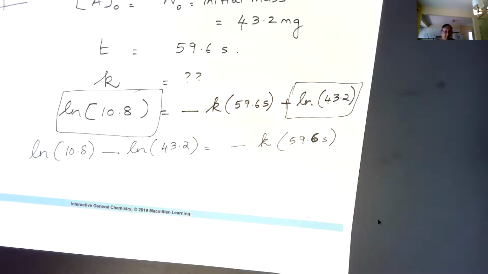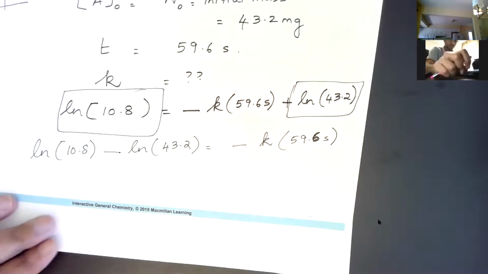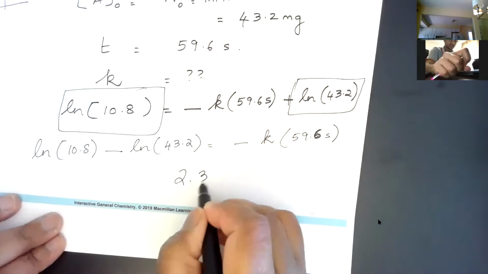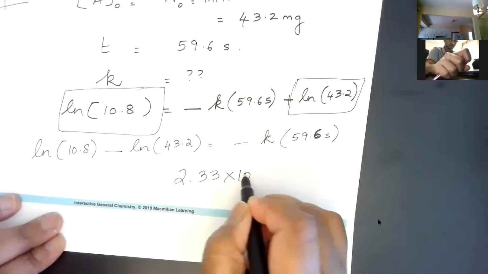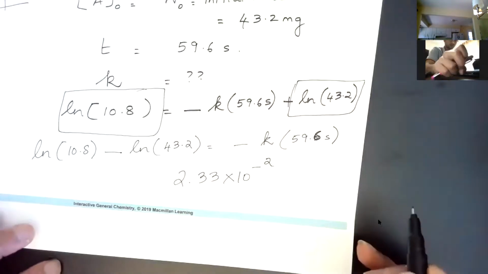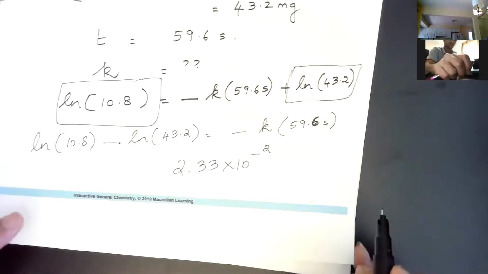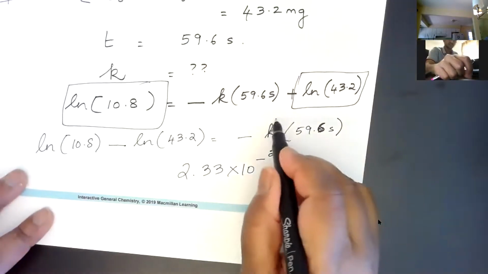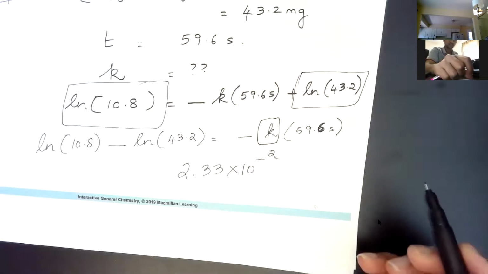Do you have anybody with a K value? Dr. Mary, I have 2.33 times 10 to the -2, scientific notation, please. Unit... you're solving for the rate constant.